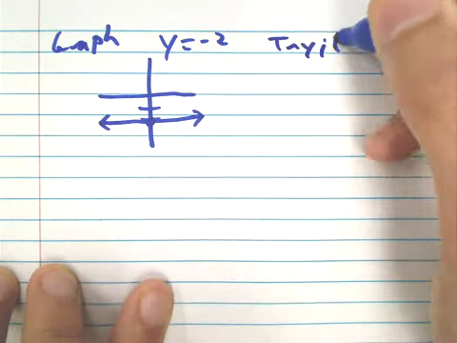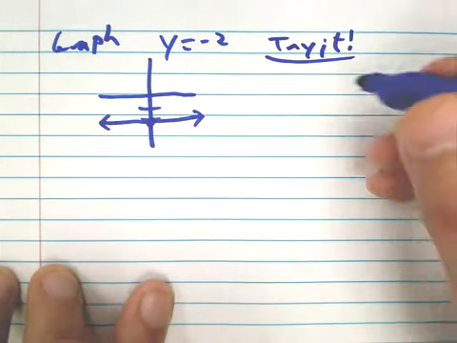Let's go ahead and try one of these real quick. x equals -5.